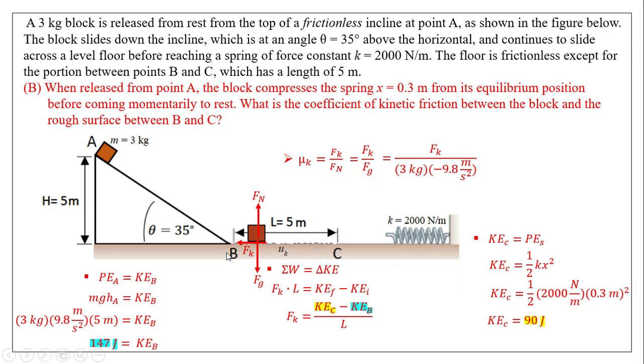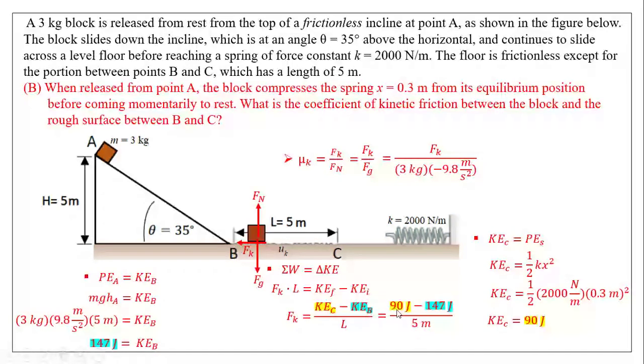Which, I mean, it's reasonable, right? Because it's telling me that the kinetic energy at point B is 147. And then it's going to lose some energy because there's friction. So by the time it gets to point C, there's 90 joules. So the fact that KE at point C is less than KE at point B, this is reasonable. Hopefully my calculator works. Other than that, I'm just going to plug in KEC for 90 joules and then KEB for 147.